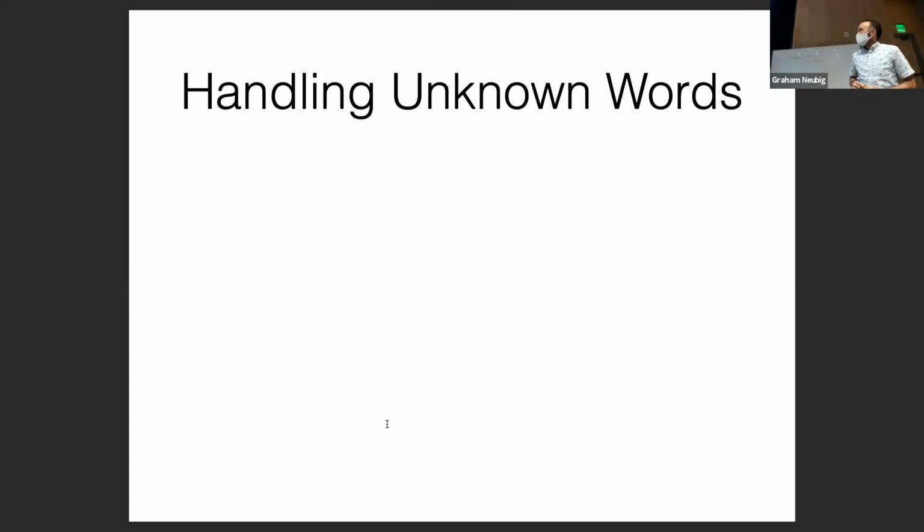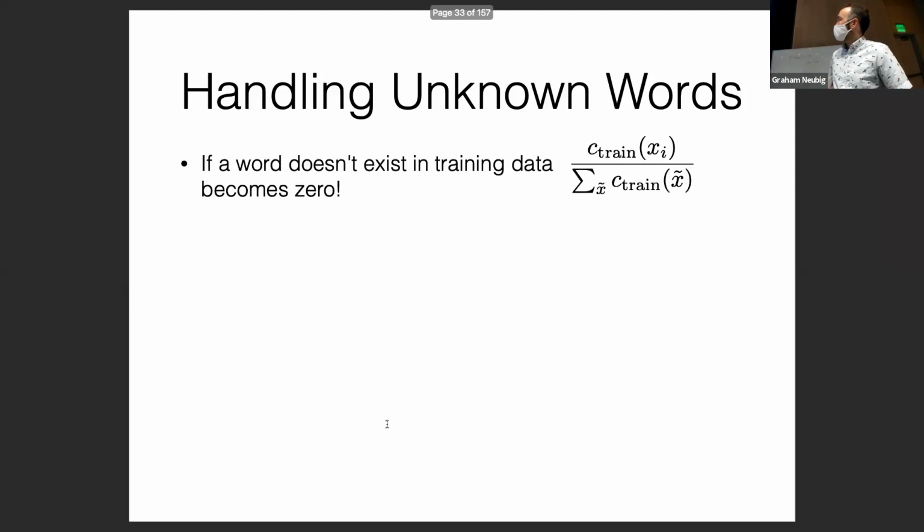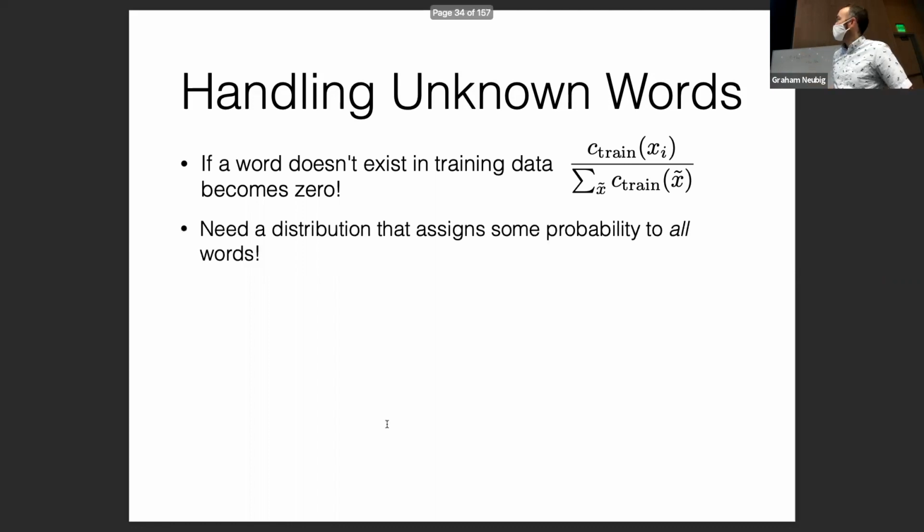Okay, and then we have handling unknown words. This is an important thing that we need to do in any model of language that we create, because our training corpora are not infinite. If a word doesn't exist in the training data, the probability that we calculate becomes 0, because of course the numerator is 0. So what we can do instead is create a distribution that assigns some probability to all words. So how can we do this? Any ideas?